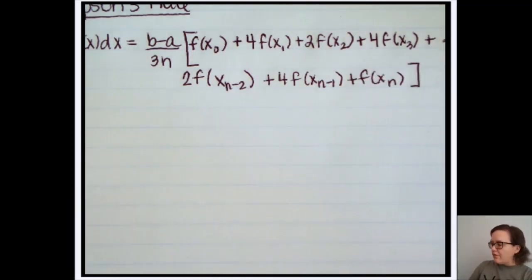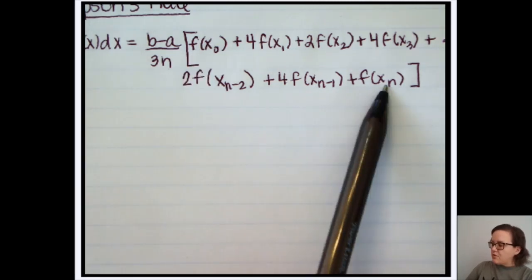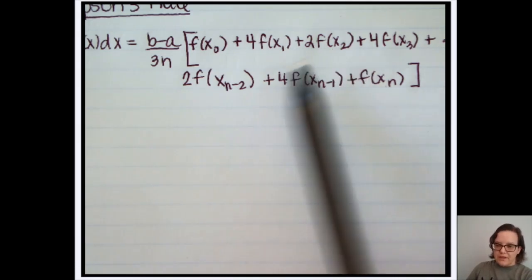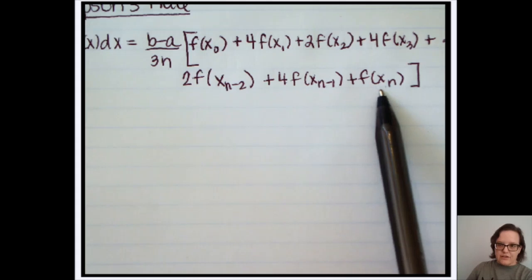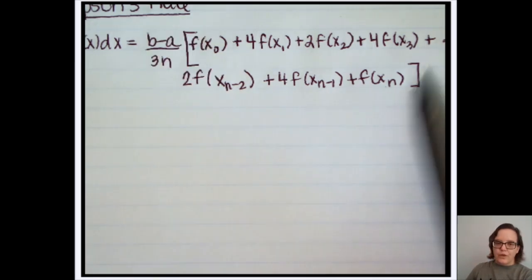So the first and the last have a coefficient of 1. Everything in between goes 4, 2, 4, 2, 4, 2. And it should always end up being 2, then 4, then 1. That has to do with those even number of intervals. So this is your Simpson's Rule right here.